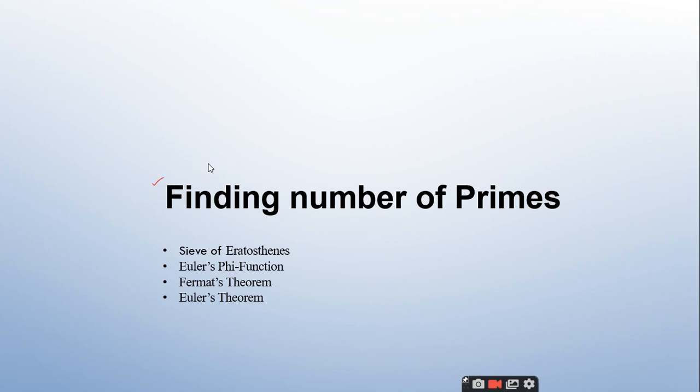primes. The previous one we discussed was to check whether the given number is prime or not. Now this concept is finding the number of primes that are less than some given number n. How many primes are there? That is what we are going to discuss, right? We have different methods here, different algorithms. The first one is the sieve of Eratosthenes, and the second one is Euler's phi function. We can also call it Euler's totient function, right? And Fermat's theorem, and finally we have Euler's theorem. Let us see what is this sieve of Eratosthenes.